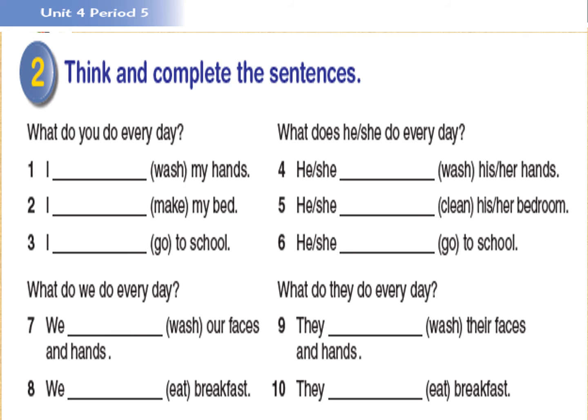Exercise 2. Think and complete the sentences. What do you do every day? As you know in Unit 1, the word every day refers to the present simple. If the subject is I or we, you, and they, we use the verb without any suffixes. We use the infinitive of the verb. But when the subject is he or she or it, we add s or es to the verb.